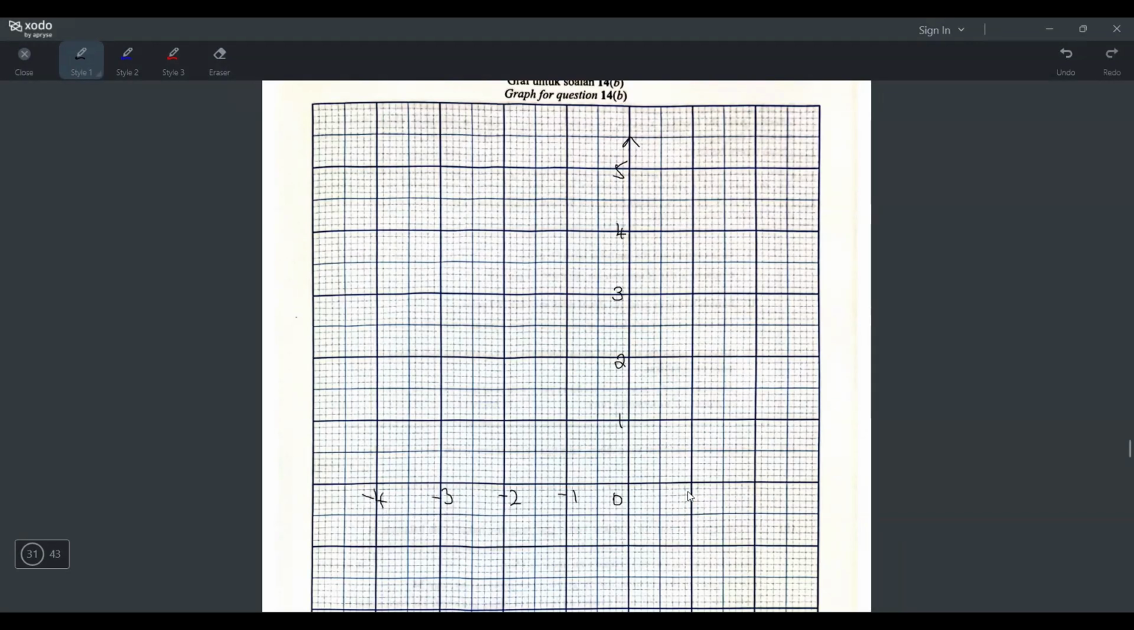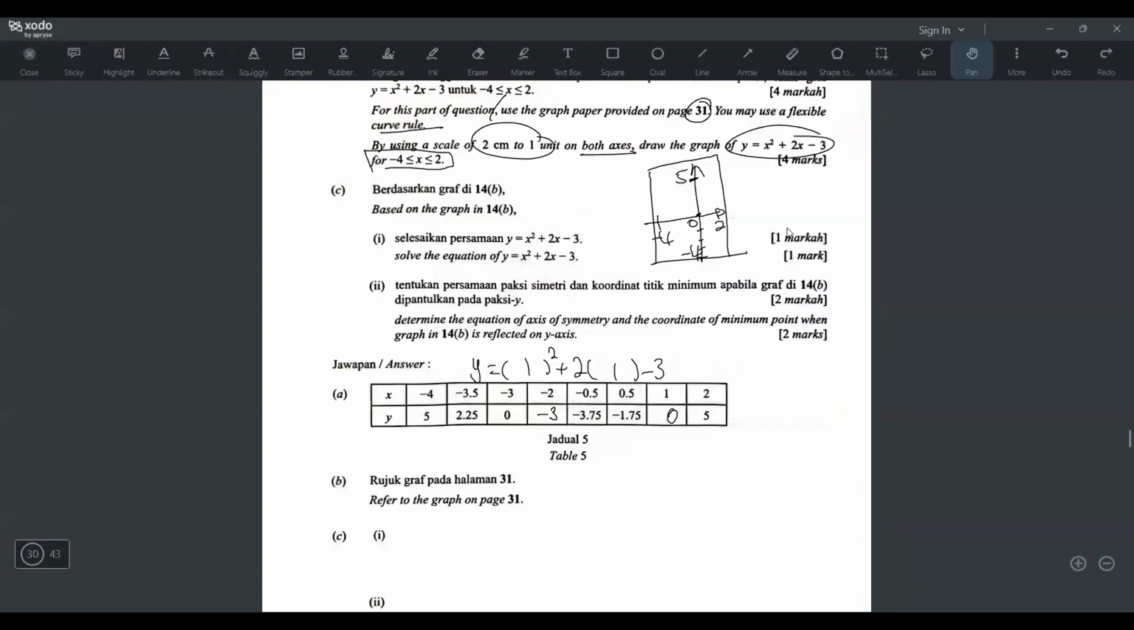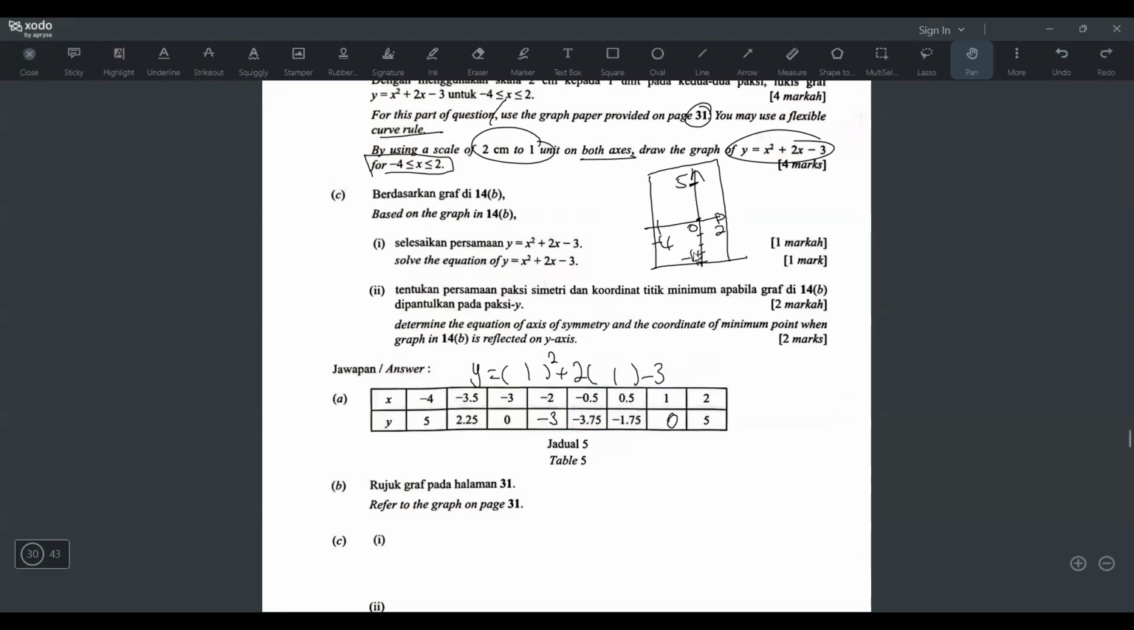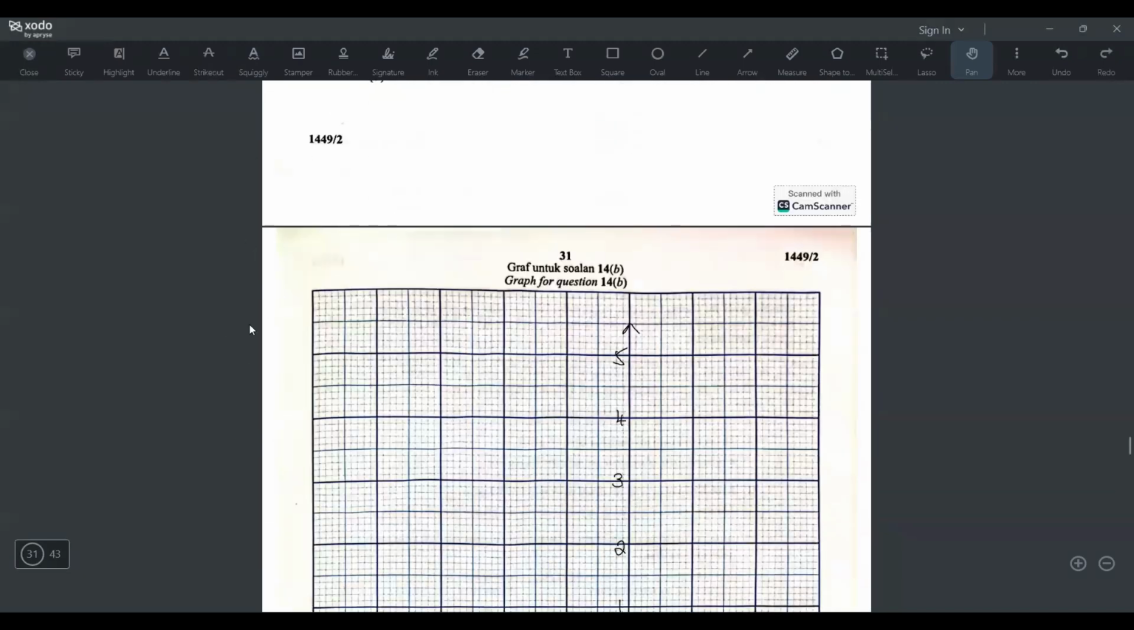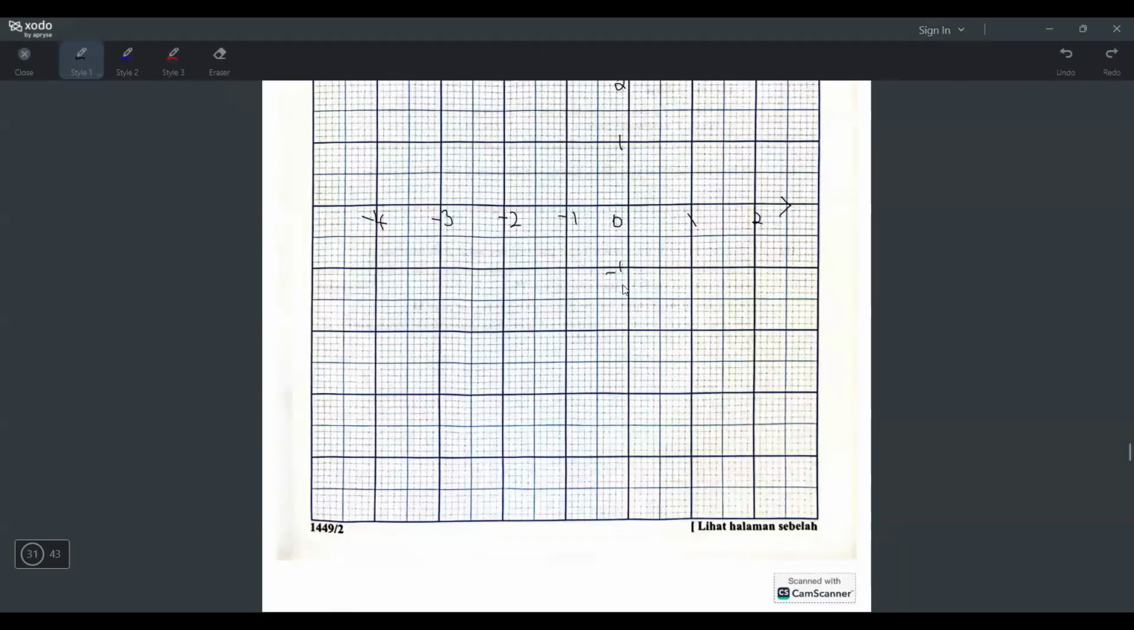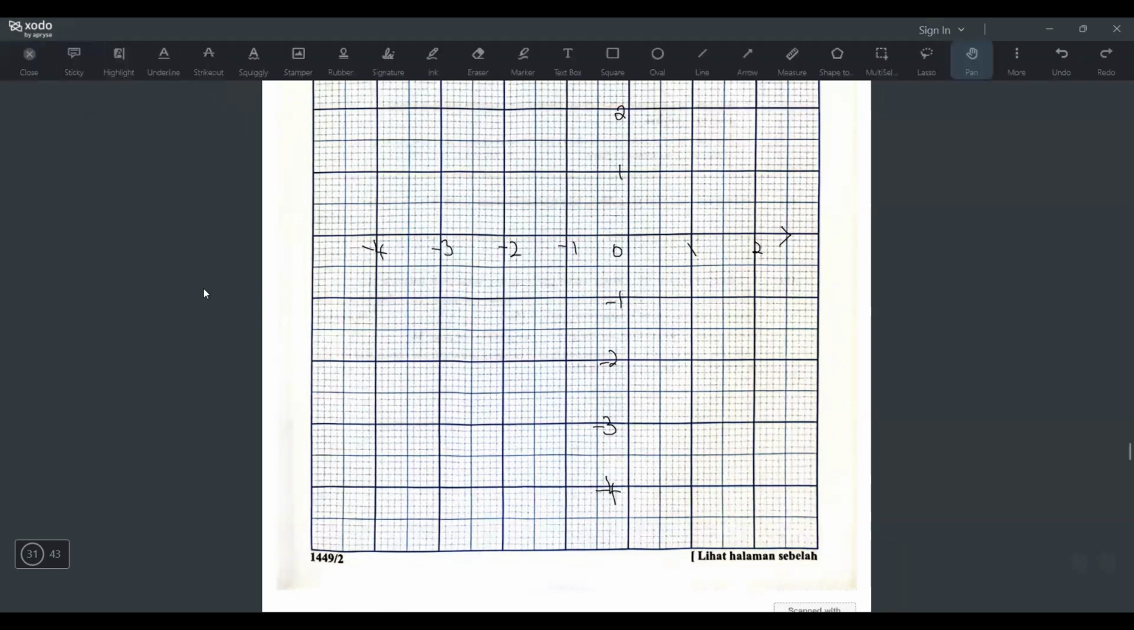And here I need to use until 2 units, right? Let's look back. Yeah, until 2 is enough. And then the last thing is make sure the bottom can reach -4. So can I reach -4 here? -1, -2, -3. Yeah, it's enough space, right? So now I can draw my axis, right?